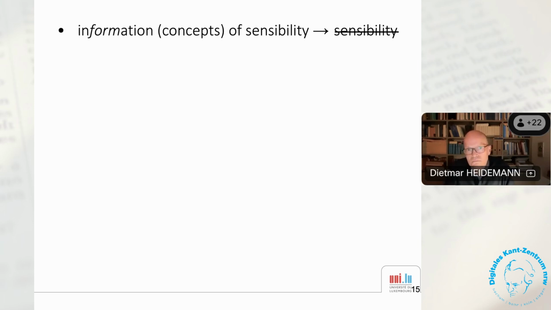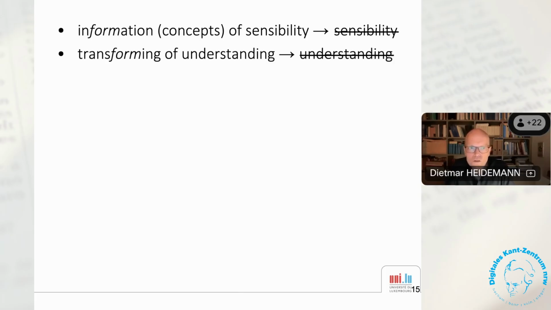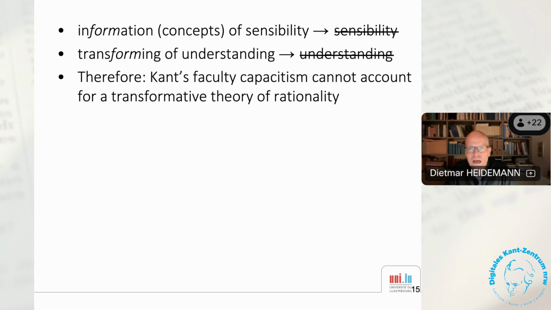And the same goes for the understanding. The understanding should not be conceived of as a faculty that does some sort of transforming. If that were the case, in exactly that sense that the understanding changes the nature of sensibility, we are not talking about the human understanding anymore, in Kant at least. So that, I think, is the reason why Kant's capacitism cannot account for a transformative theory of rationality, if my argument is correct.